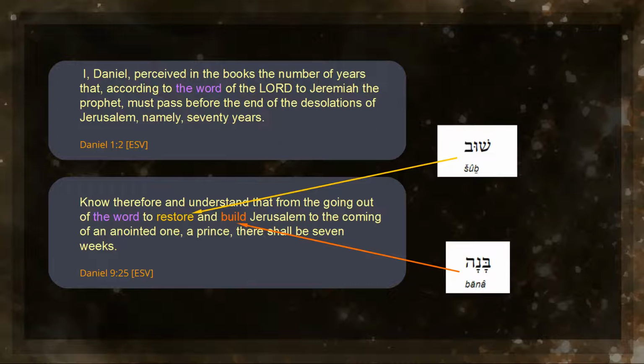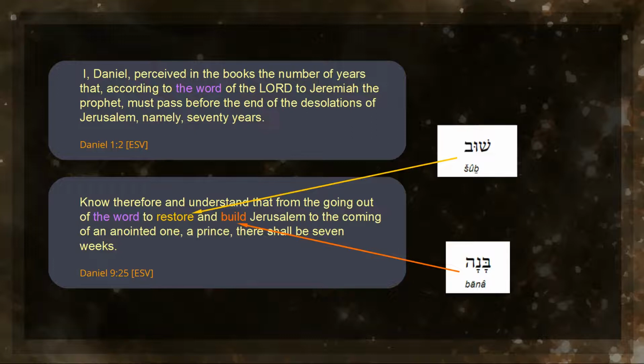So if the statement that starts the entire period of the 70 weeks is not anything to do with a decree given by a human king, and it is instead related to when God spoke his promise that Jerusalem and the land will be rebuilt and restored, when did that happen? When did the 70 weeks begin?